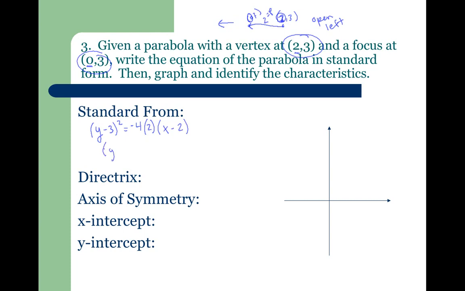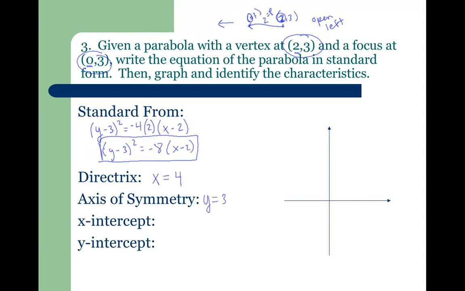Right? So (y - 3)² = -8(x - 2). And that is standard form. Well, if I went left 2 to get to the focus, I have to go right 2 to get to the directrix. So that's going to be x = 4. Right? I added 2 to my x value. The axis of symmetry, well, that's going to be y = 3.